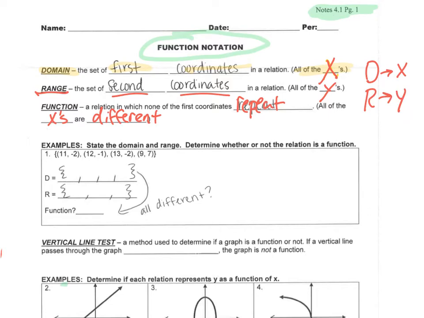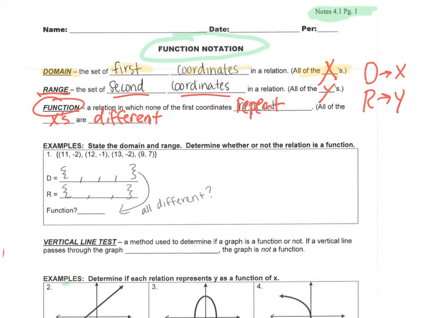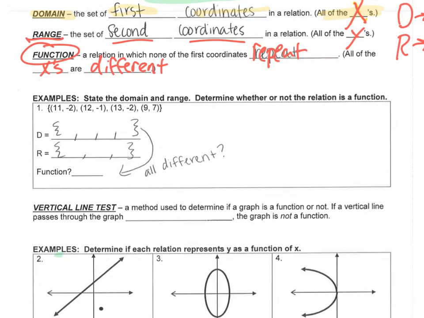Domain is x, domain is x, range is y, range is y. I know it feels stupid to repeat it, but it does make a difference in your brain and how it remembers it. We know it's a function if all the x's are different. In other words, none of the x's repeat.